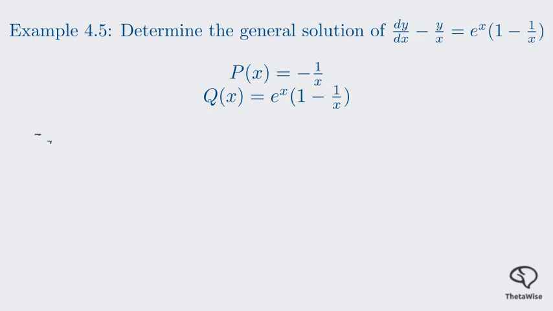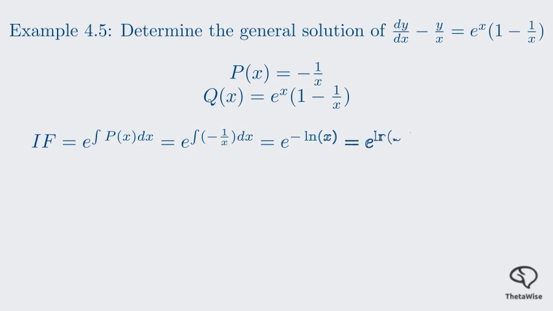The integrating factor IF equals e to the integral of P(x) dx. The integral of negative 1/x is negative ln x. Using our power rule for logarithms, this becomes e to the ln of x to the negative 1, or e to the ln of 1/x. The e and ln cancel, and we get an integrating factor of 1/x.